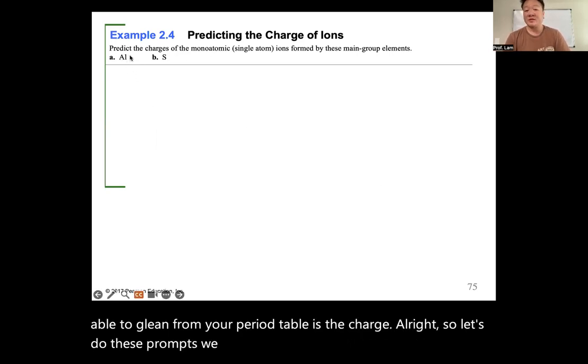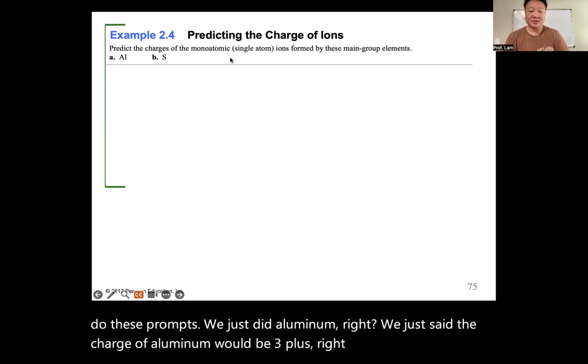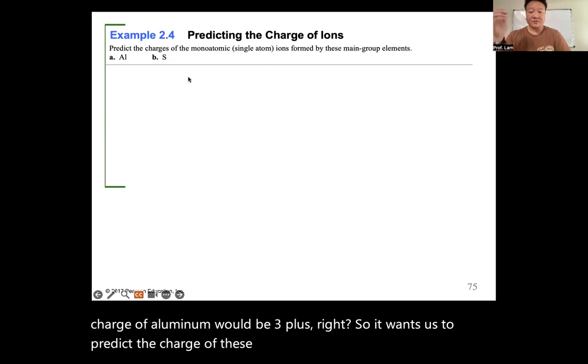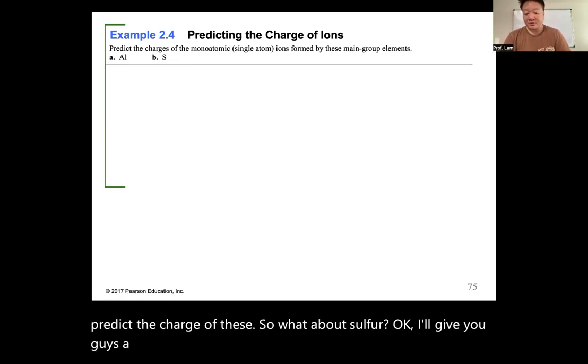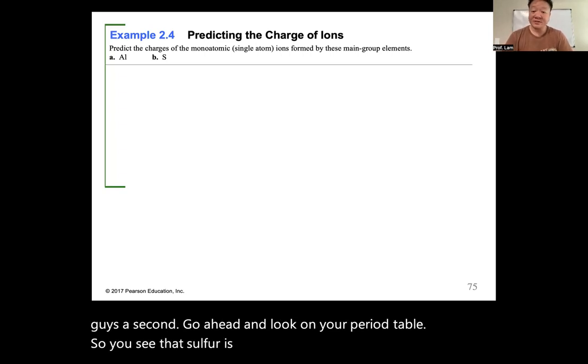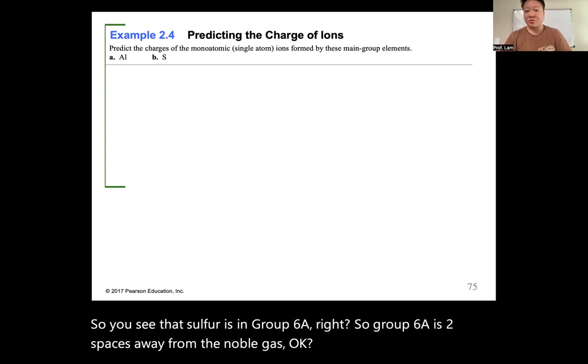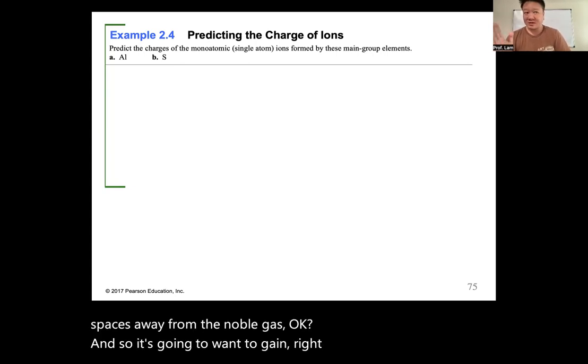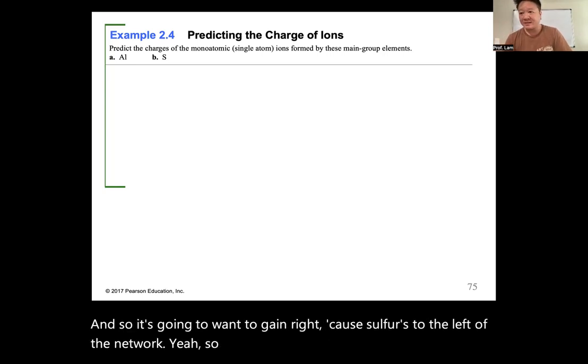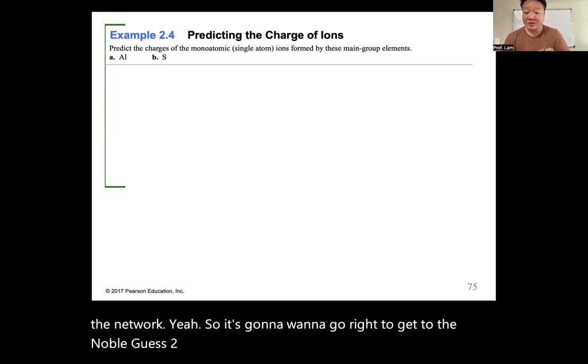We just did aluminum. We just said the charge of aluminum would be 3 plus. So it wants us to predict the charge of these. So what about sulfur? I'll give you guys a second. Go ahead and look on your periodic table. So you see that sulfur is in group 6A. So group 6A is 2 spaces away from the noble gas, and so it's going to want to gain, because sulfur is to the left of the noble gas. So it's going to want to go right to get to the noble gas, 2 spaces. So you gain two electrons and therefore become 2 minus, all right?